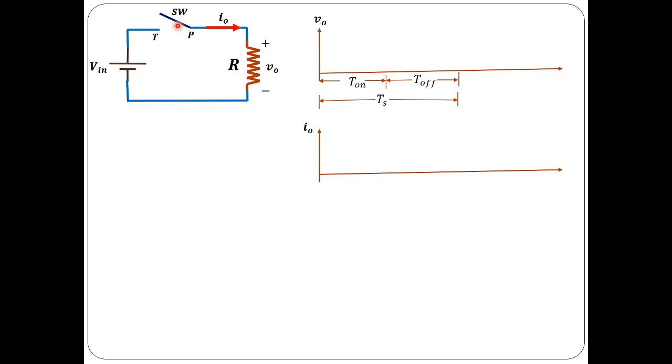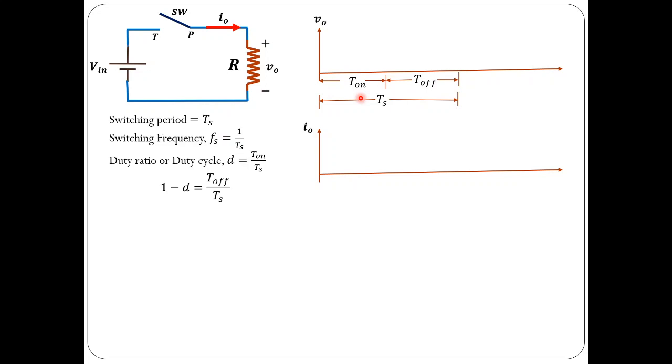So the switching period is the time taken to complete one switching operation, that is on to off and off to on. That complete period is known as the switching period. The switching period includes the on period of the switch along with the off period, both together. You can find the switching frequency and switching period relation: Fs is equal to 1 by Ts.